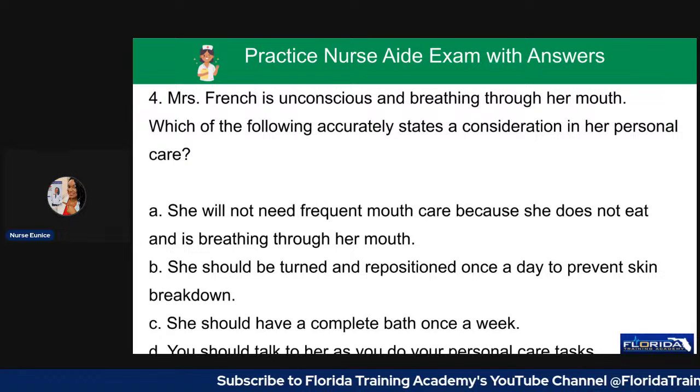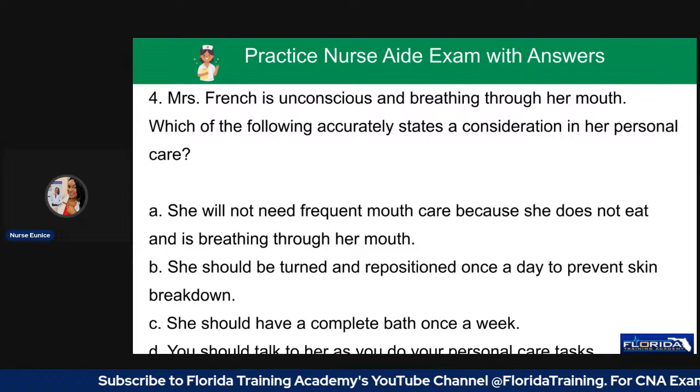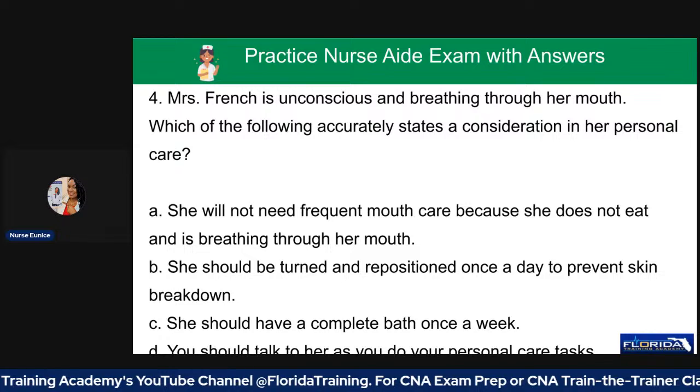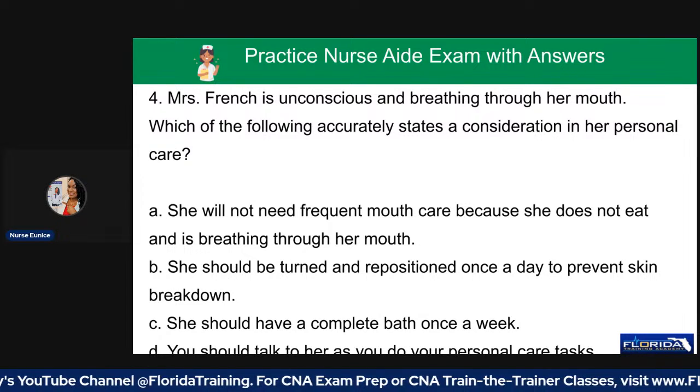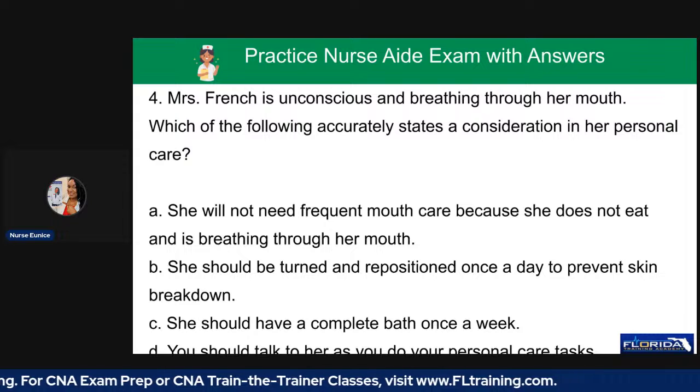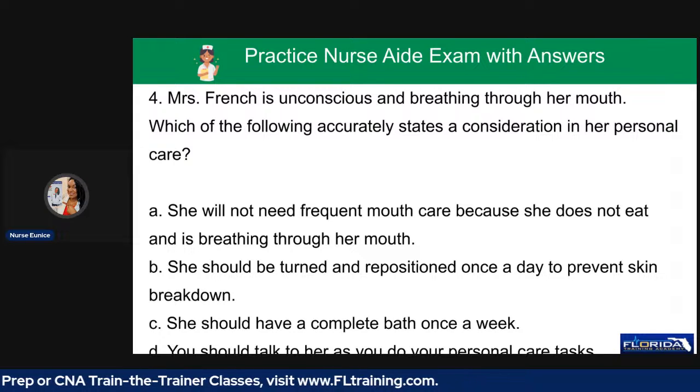C, she should have a complete bed bath once a week. Or D, you should talk to her as you do in personal care tasks. Which one of these would be the most accurate? I know it's not A, because anytime you have somebody who is a mouth breather, they will need frequent mouth care.